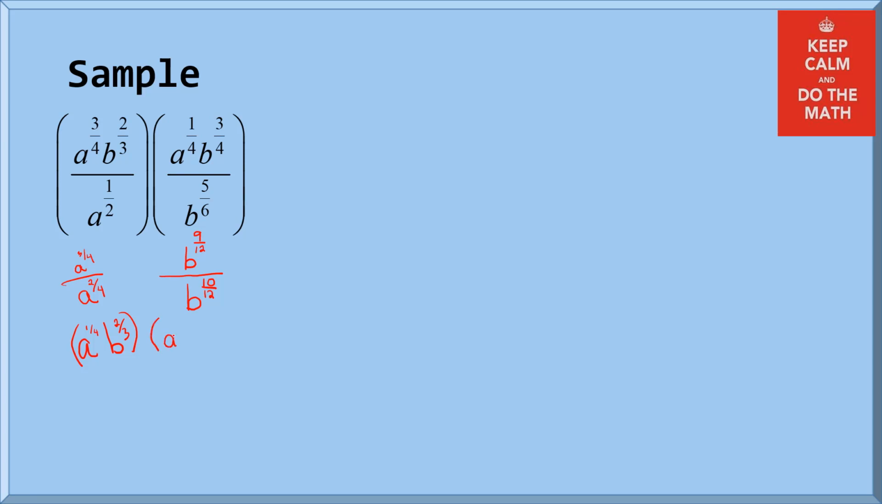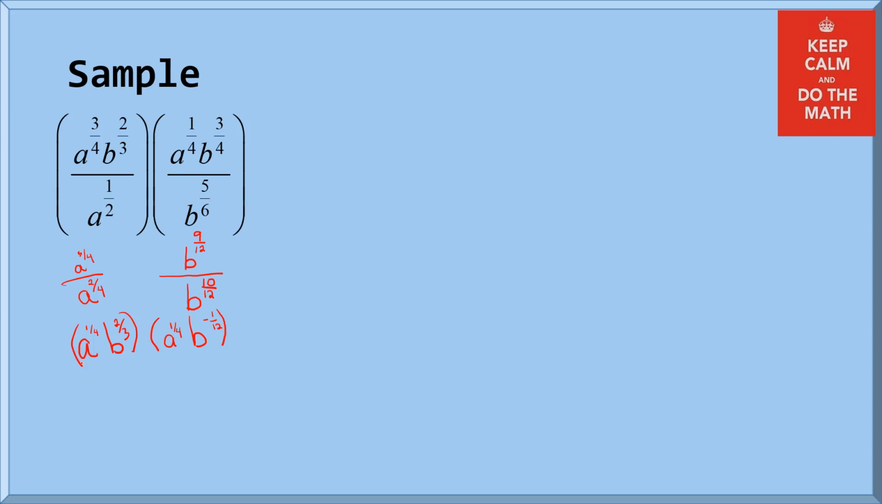So I'm going to bring down the a to the 1/4 here. And now my b has simplified to 9 minus 10, or negative 1/12. Now I could put that in the denominator, because that's what a negative exponent means, but I'm going to leave it here for now and see what happens with my arithmetic.